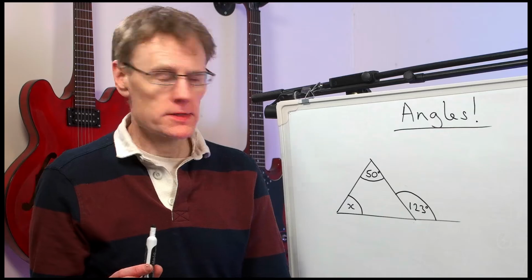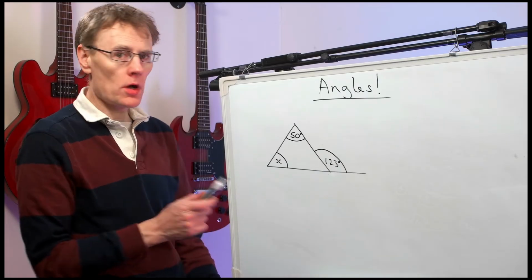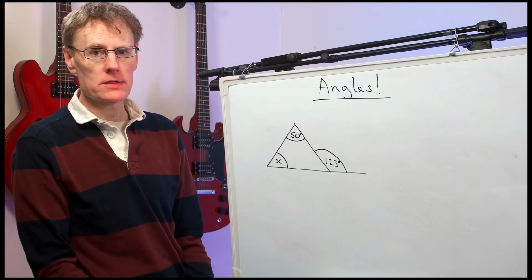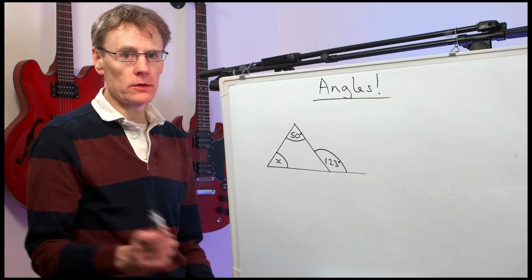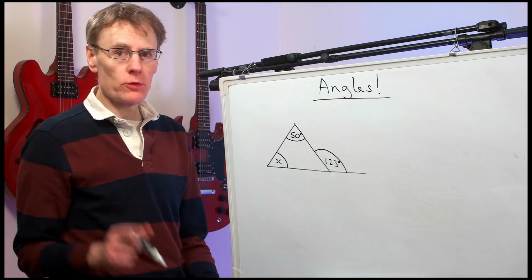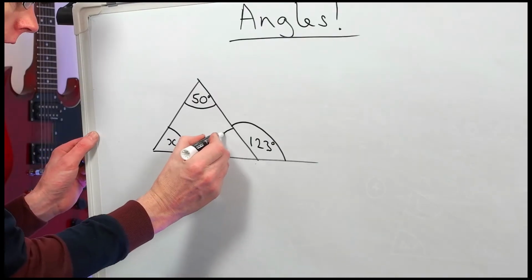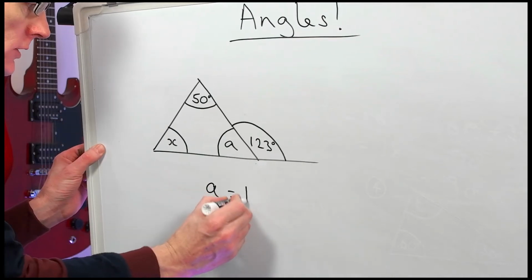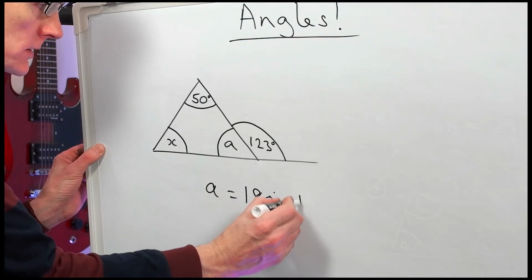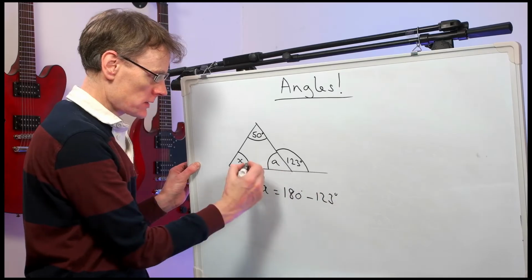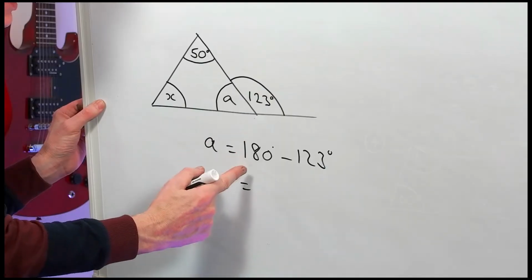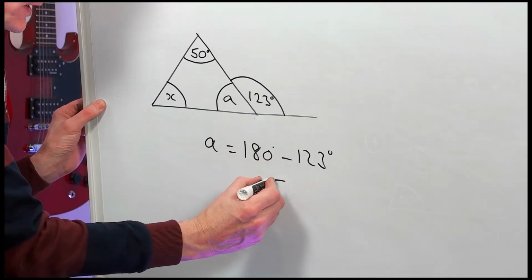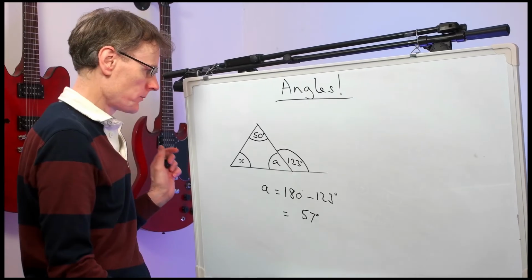Now let's put a couple of these things together. Here you can't work out angle X yet. We don't have this angle in the triangle. So first of all, label that angle. Let's call that, say, angle A. A is 180 degrees minus 123 degrees. They're sitting on this straight line. That's 57 degrees.